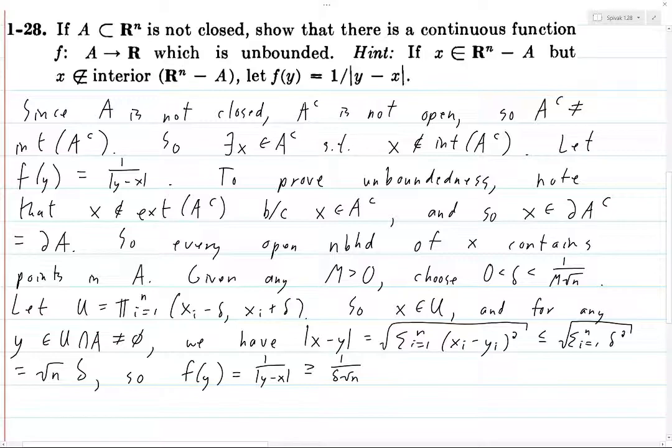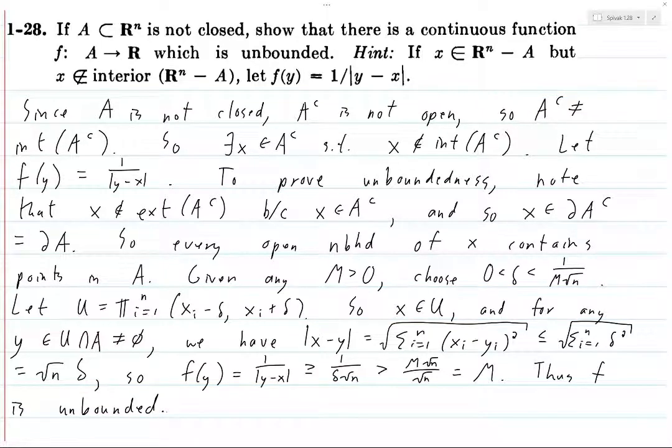And delta is chosen such that delta is less than 1 over m square root of n. So 1 over delta is going to be greater than m times square root of n. And that'll be in the numerator now. And we're dividing by the square root of n still, and this is just m. Thus, f is unbounded. Because given any positive number m, we can find a point y such that we plug into f and get a number which is greater than m. And as we would expect, we choose points y which get closer and closer to x, and then f of y equals 1 over this thing that gets smaller and smaller, and so the fraction itself gets larger and larger. And so it goes to infinity. And so it's unbounded.